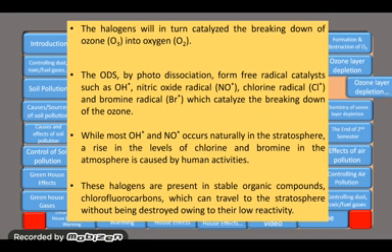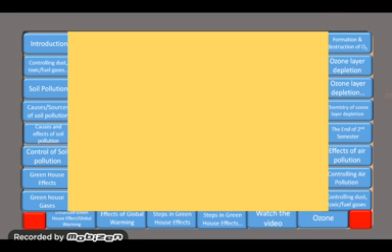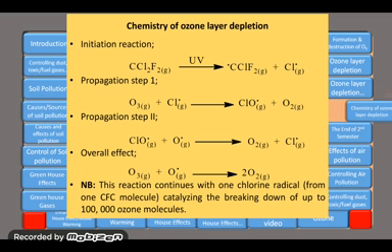Chemistry of ozone layer depletion. The first stage is the initiation reaction, that is production of the halogen radicals in the presence of UV light. The ODS dissociates to give us two forms of radical. Then the halogen radical in propagation step 1 reacts with ozone to form another radical, the halo radical, ClO dot. For propagation step 2, the ClO radical combines with an oxygen radical to give us O2 and another halo radical. The process continues like that, and the oxygen radical reacts with ozone to give us two molecules of dioxygen as the overall effect of these reactions.